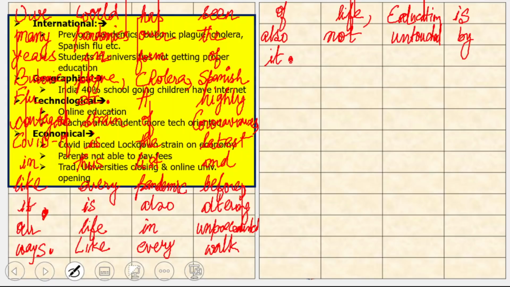There is another aspect to my points. I have given the advantages, that is the good things that happened due to corona, the innovation, the online education. But I have also talked about the negatives, like only 40% of school going children have internet, traditional universities closing down. So inside my body, I would use the advantage and disadvantage structure. Okay, so let's write it down.